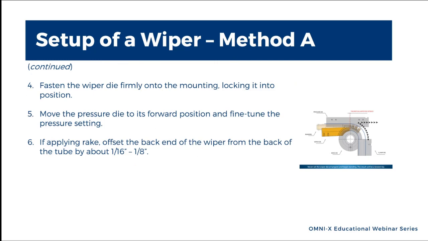Fasten the wiper die firmly onto the mounting, locking the wiper die into position. Move the pressure die to its forward position and fine-tune the pressure settings. If using a standard cut wiper, you can also apply rake. Offset the back end of the wiper from the back of the tube about a 16th to an eighth of an inch.